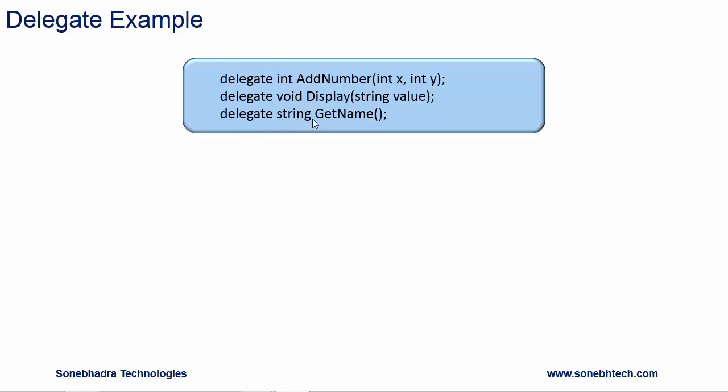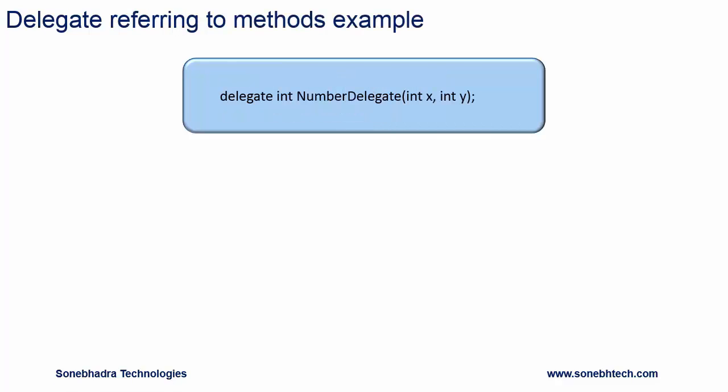And the third delegate is getName. It doesn't have any parameter and return type is string. So it will refer to method which is not having any parameter and return type is string. Delegate referring to methods example. So here we have delegate, number delegate. It has two parameters of type int and return type is int. So it can refer to method which is having two parameters of type int and return type is integer.